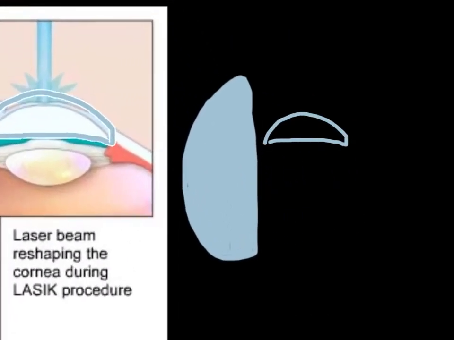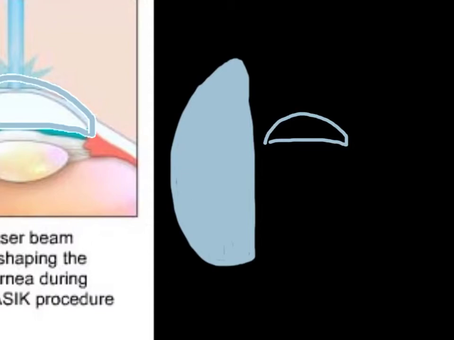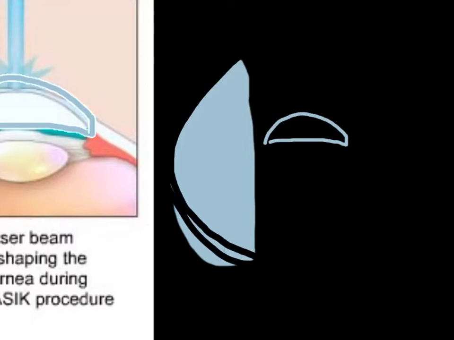How do they do this? They use lasers and zap away parts of your cornea. By doing this, they can create a more convex shape. So if you're long-sighted, your cornea now acts like the pair of glasses you were wearing before. It helps bring the image into focus against your retina and not behind it.